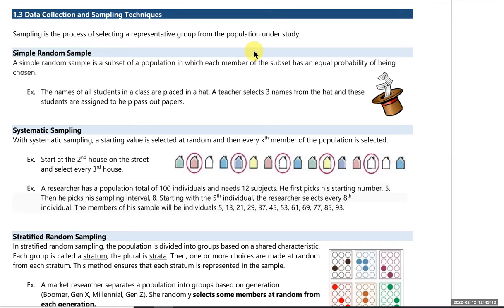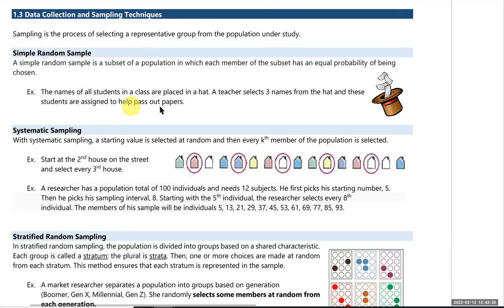Now, I'll just point out here, random without the simple means I'd pick one of you. Simple random means picking more than one. It doesn't matter to me. You can just call it random. But there is a slight difference. So when we say simple random, it means any group has the same chance of being selected.